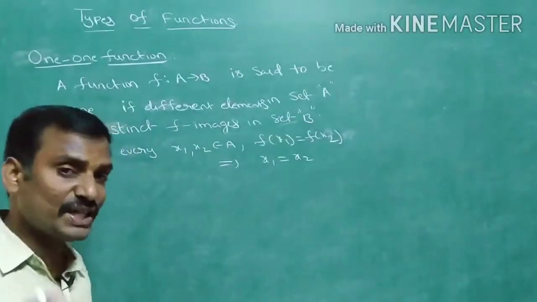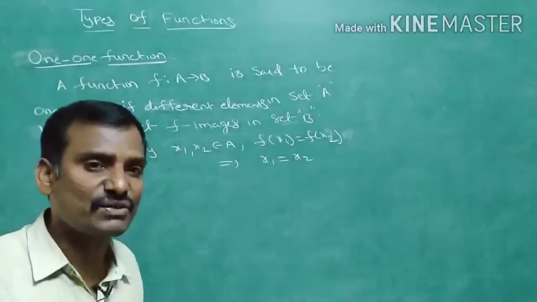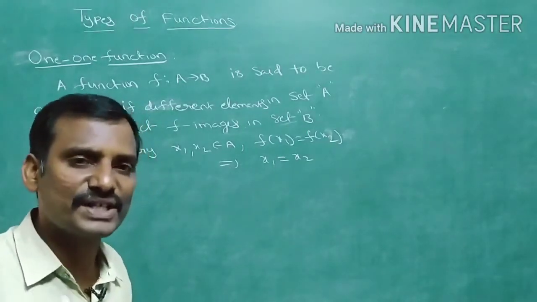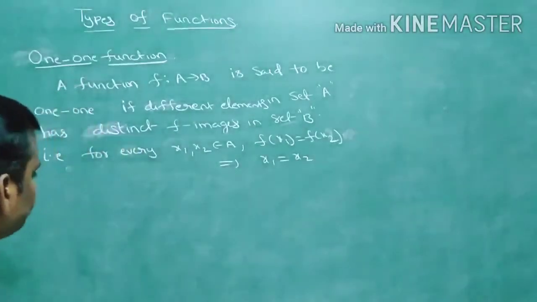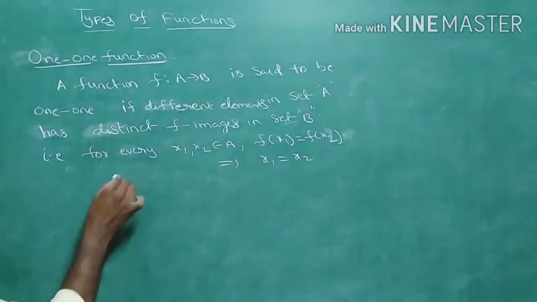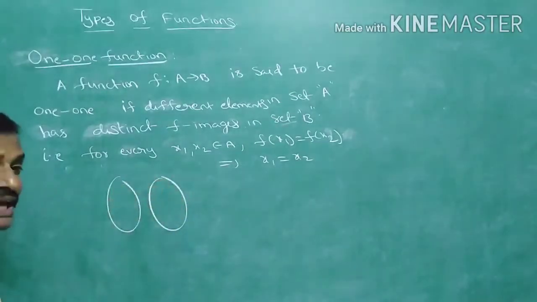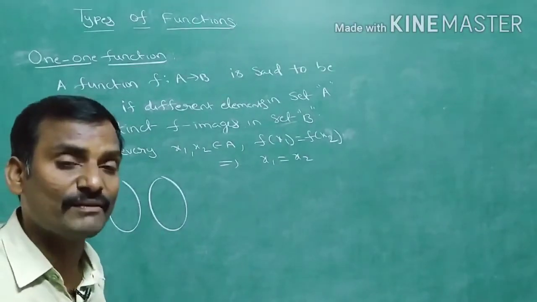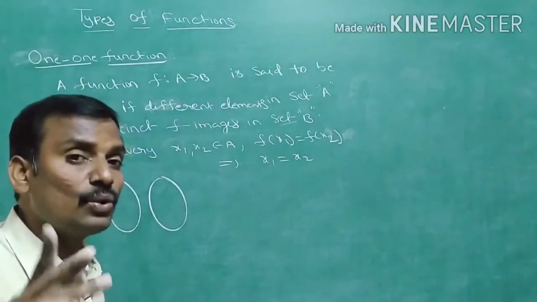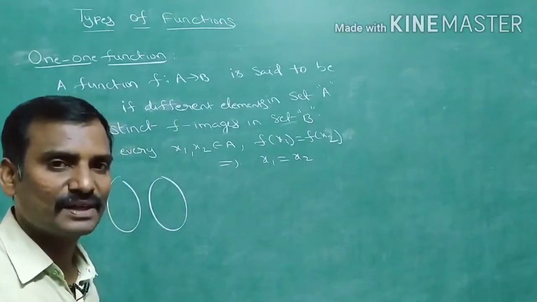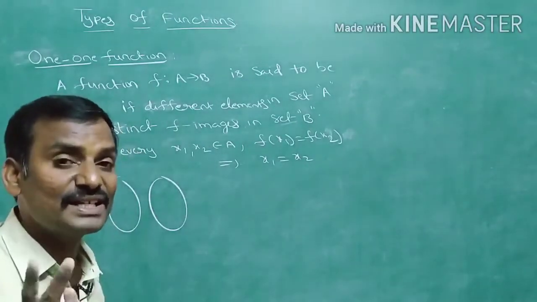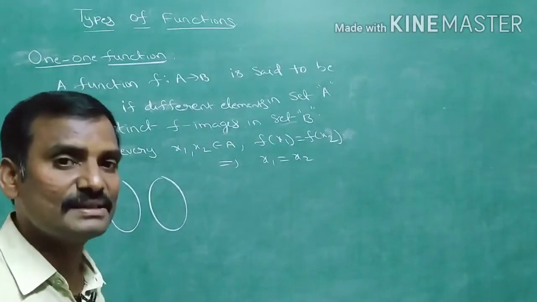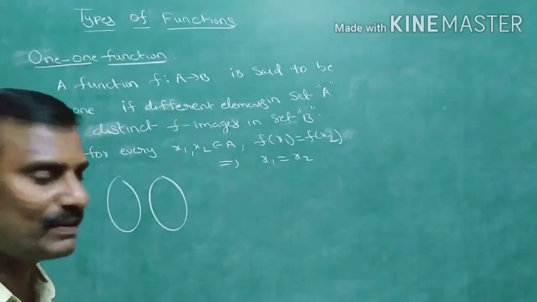Next, if the function f is not one-one, that function is called a many-one function. So, the many-one definition. A function f from A to B is said to be many-one if at least two elements in the domain have the same f image in the codomain.